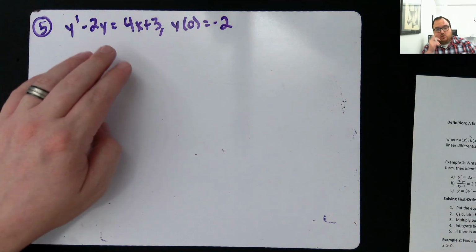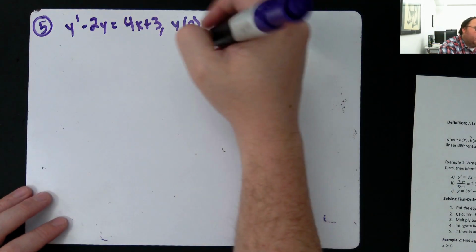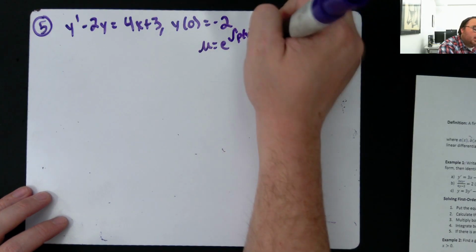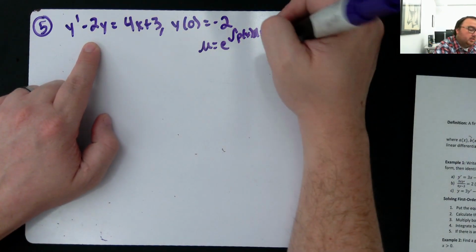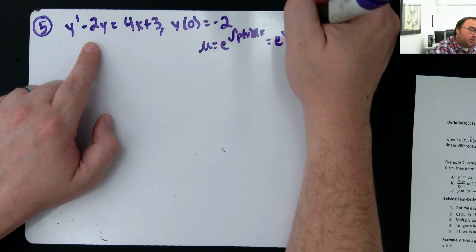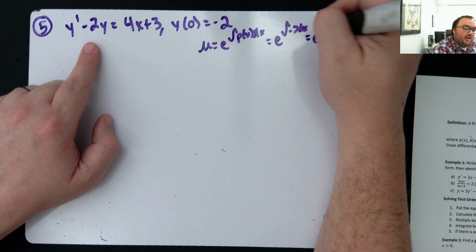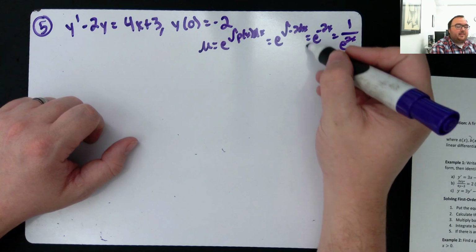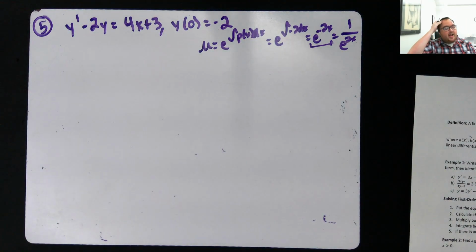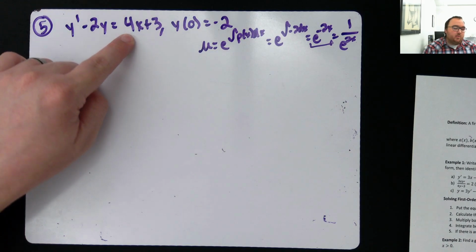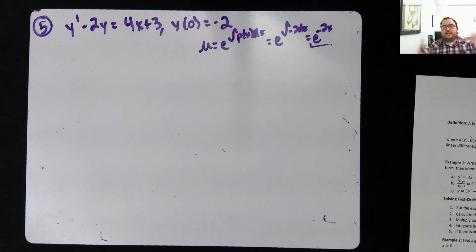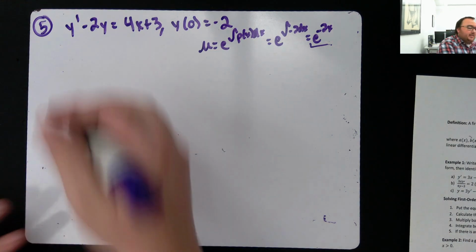Again, this is already in standard form, so I'm good to go ahead and find my mu. E to the integral of p of x dx. P of x is negative 2, so this is going to be e to the integral of negative 2 dx, which is going to be e to the negative 2x, which if you want, you could write as 1 over e to the 2x, or leave it like this. Doesn't really matter. Actually, whenever we multiply on the right side, it may look better having a negative 2x, so just leave it like that. It doesn't matter though.